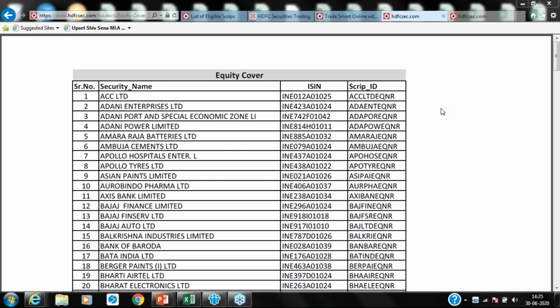Ramesh has a question. How to know which equities are under cover order? We have just given you an example of equities that you can see on your page that are available in the cover order. You have to go to our website. In our website, go to important information. In important information, click on list of eligible scripts.